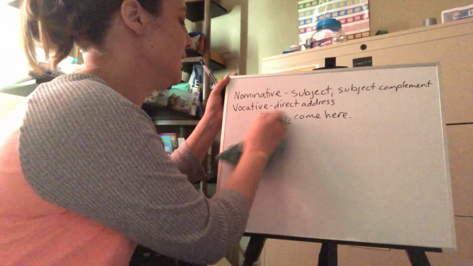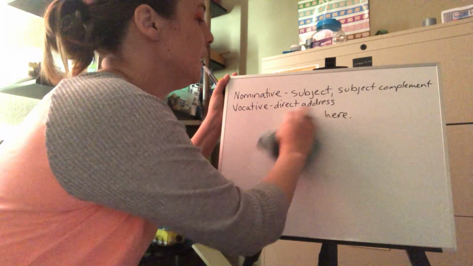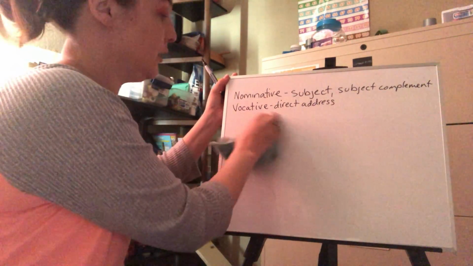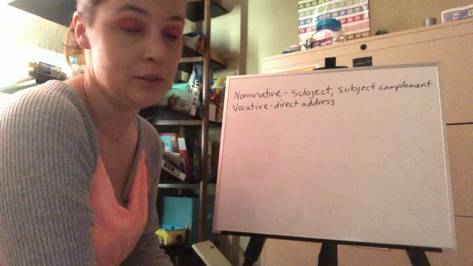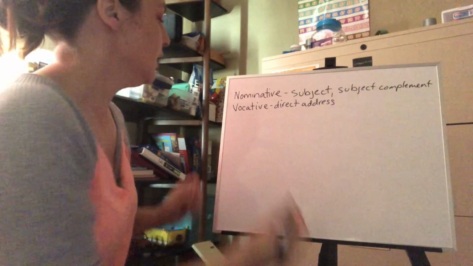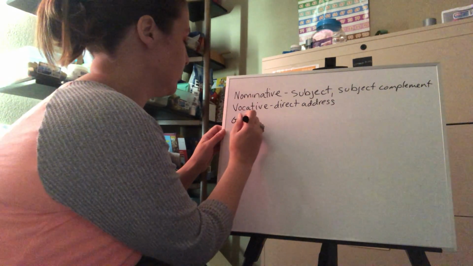It's not exactly the hardest thing to spot. It's also not the most common thing. You're not going to run into it all the time, but you do need to know that it exists so you can deal with it when you see it. Genitive is next.